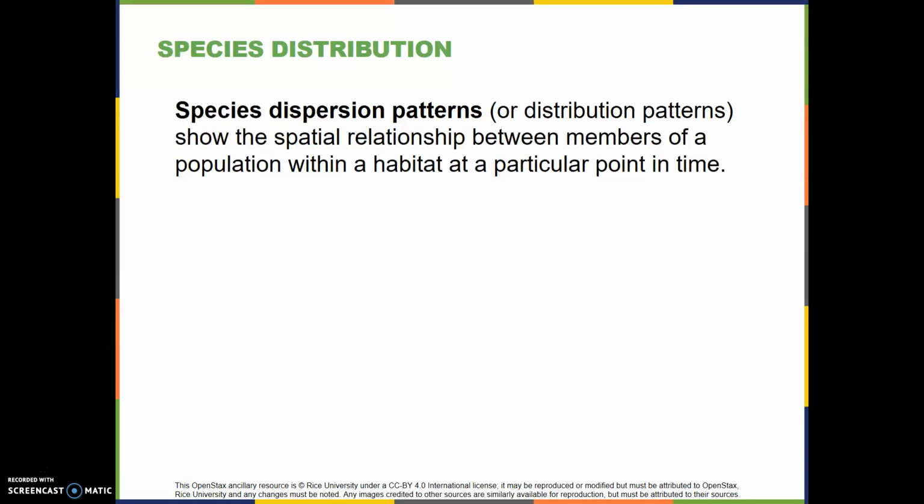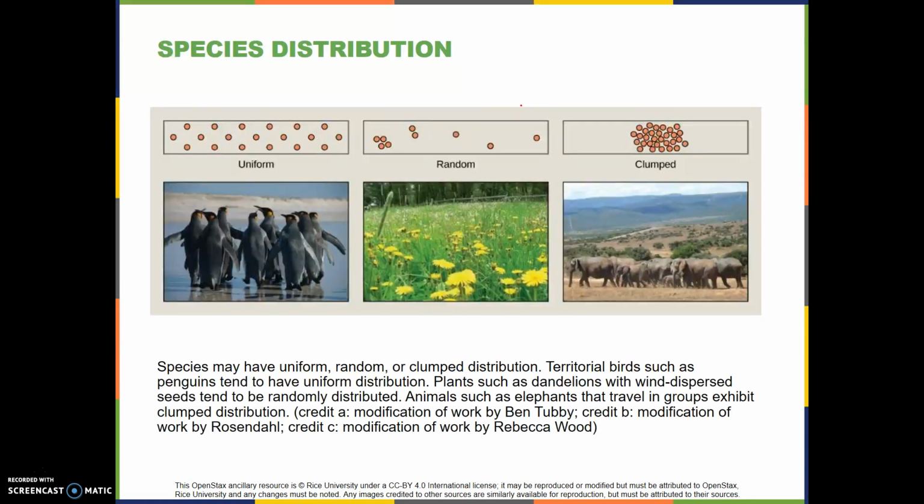Species can be distributed. They can show different patterns of distribution or dispersion. So dispersion and distribution are the same thing. And these are some examples. If you look up here, it's a little easier. So species may be distributed uniformly.